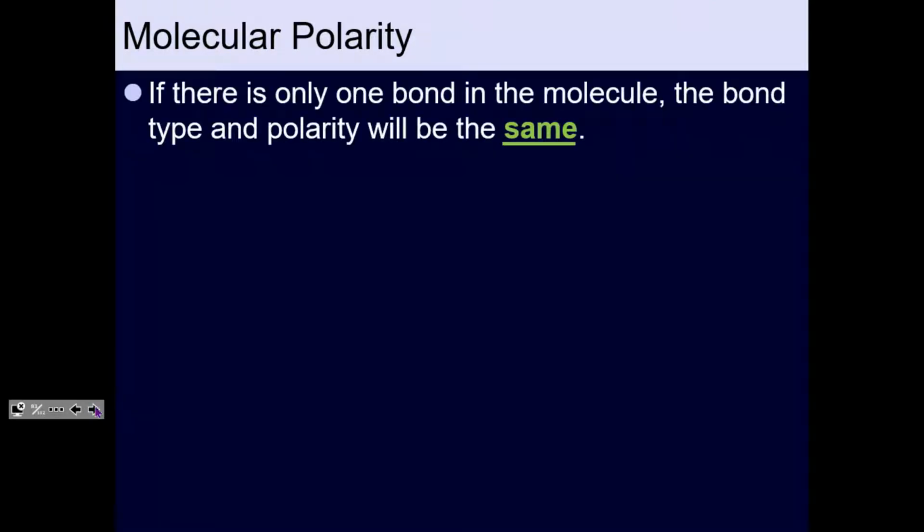The first thing to note is that if there's only one bond in the molecule, the bond type and the polarity will be the same. So if I have an H to H bond, it is a non-polar bond. And if I look at the entire molecule, because the entire molecule is only two atoms, it's going to be a non-polar molecule overall.